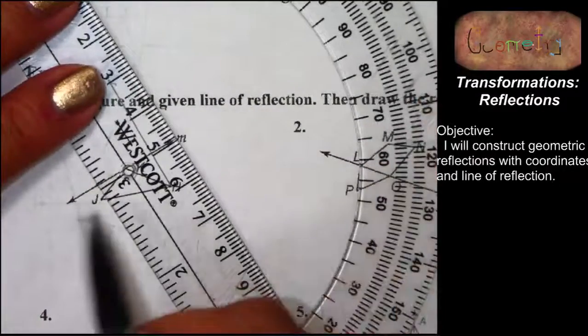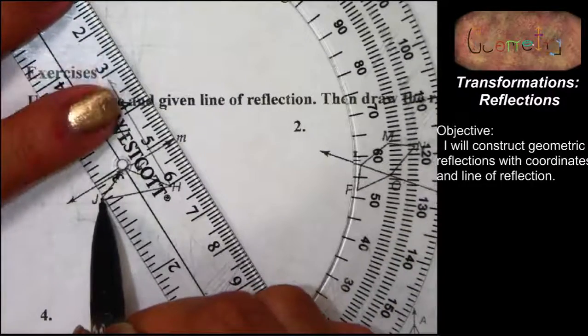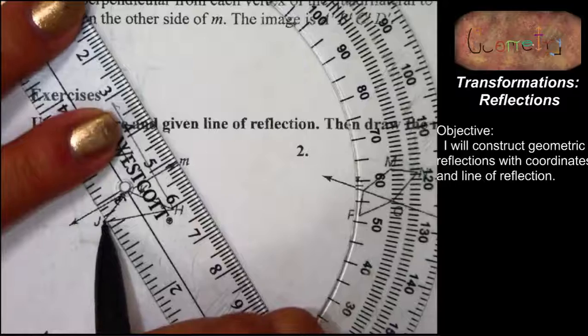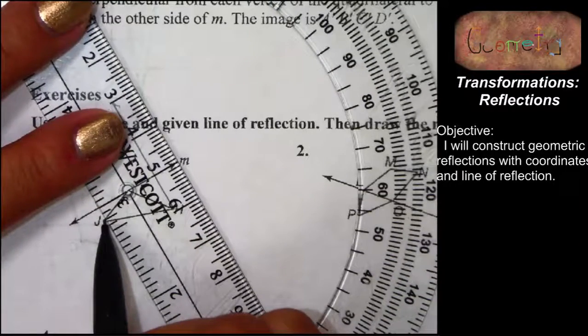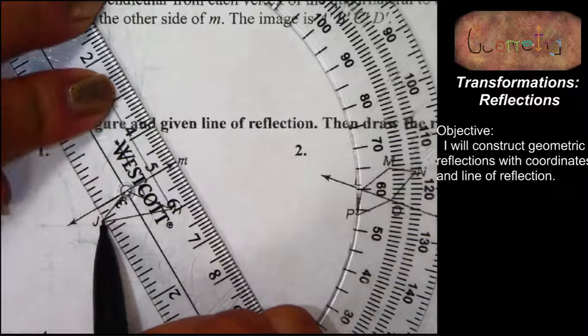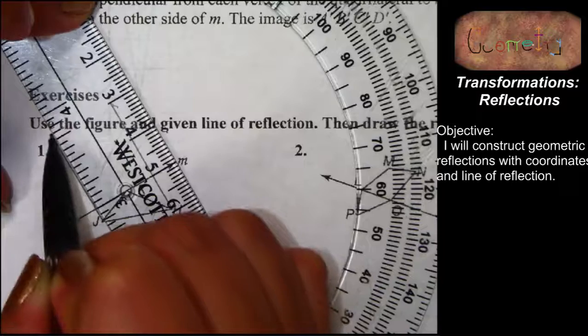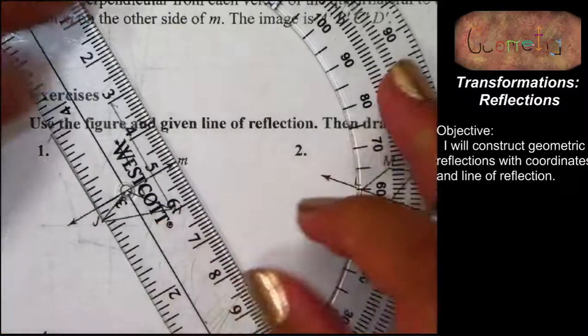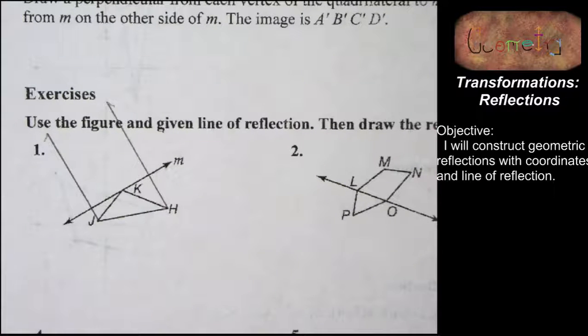Okay, I'm just flipping my protractor around so I have more line of reflection to line up. Okay, so lining up my line of reflection on my perpendicular guide. There it is. And I want to go across the line of reflection, which means I need to go that way. And again, I put my little arrow to tell me, hey, I'm going that way.